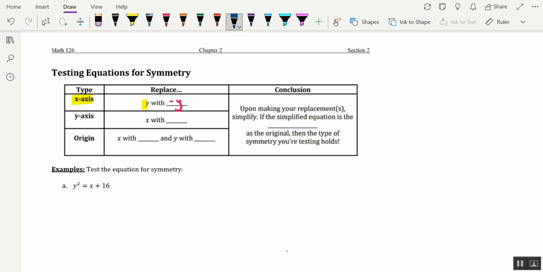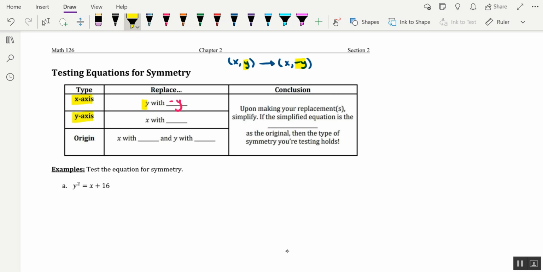The reason for that is because we learned earlier that if an equation has x-axis symmetry, then for each point that's on the graph, (x, y), there is a corresponding point on it with the coordinates (x, negative y). So that's why we replace y with negative y when testing for x-axis symmetry with an equation.